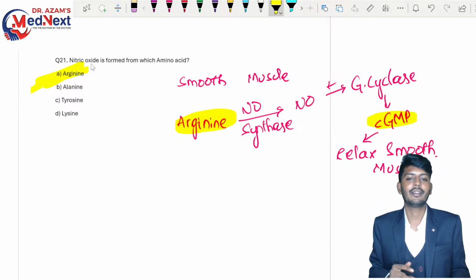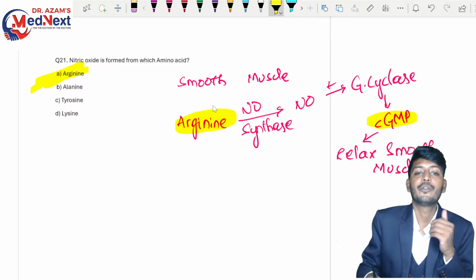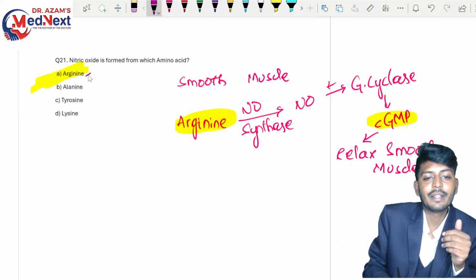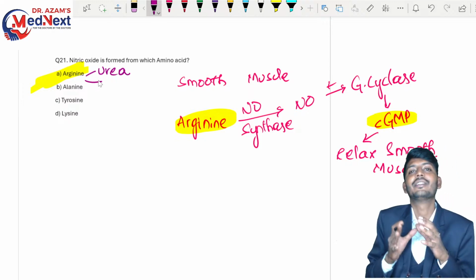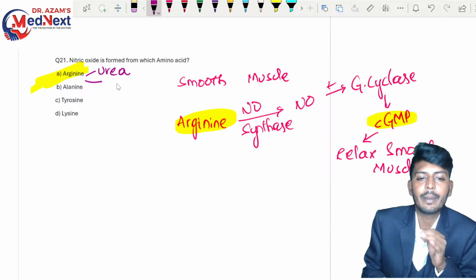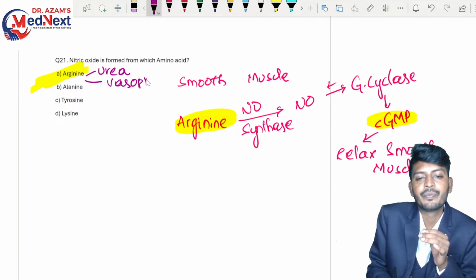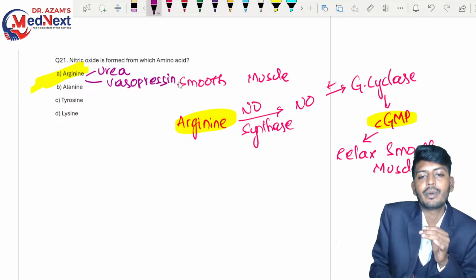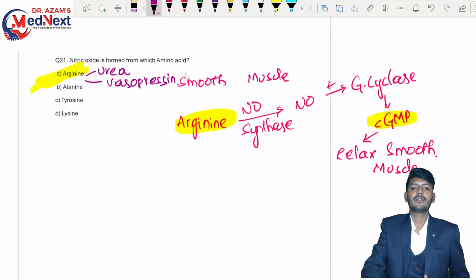So the answer is NO synthesized from arginine. Arginine also forms urea. It also plays a role in the urea cycle. And also, my dear students, arginine will play a role majorly in one more place. What is that location? Remember, it also plays a role in vasopressin production. So this is the story of your NO and arginine.